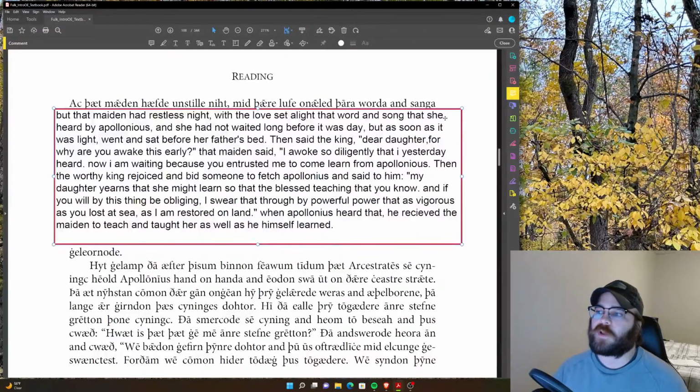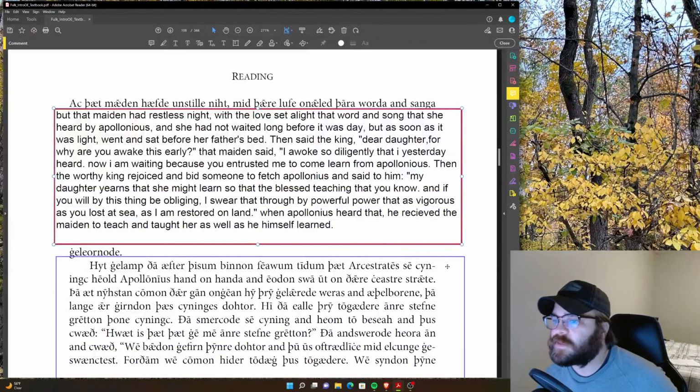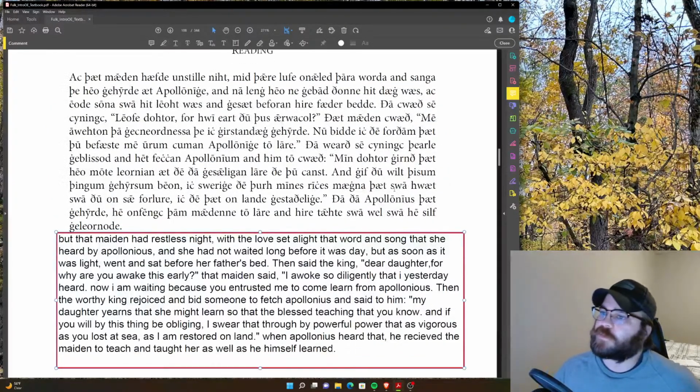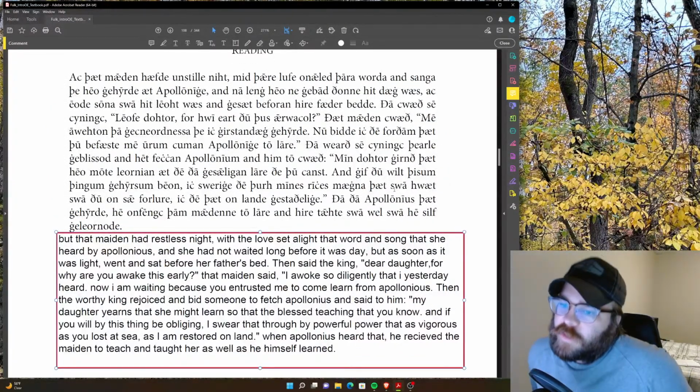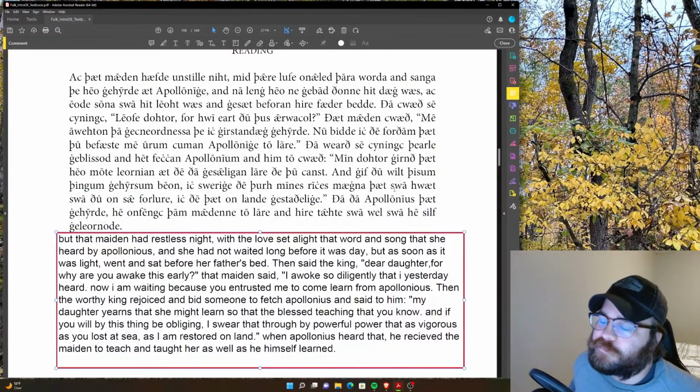So just to go over again what we translated here, I'll read it first in Old English and then read it here again in Modern English.